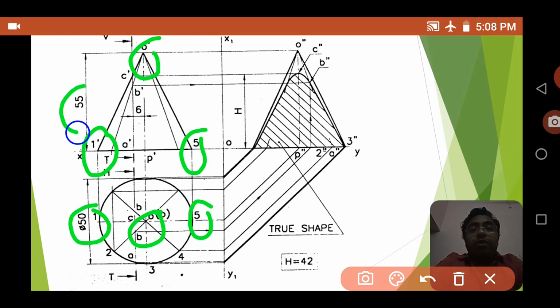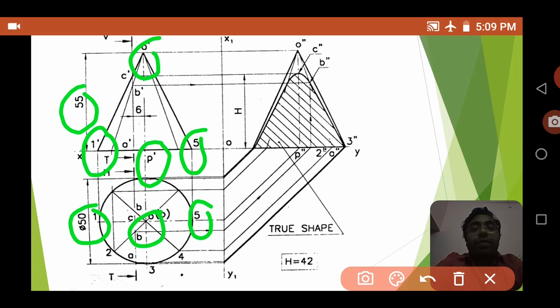Then you know that 55 mm is the height of the total cone. It is already given as 55 mm height. So you can mark this 55 height from O dash along the center line, and you can see that there is a P dash. P dash represents the apex of the cone.